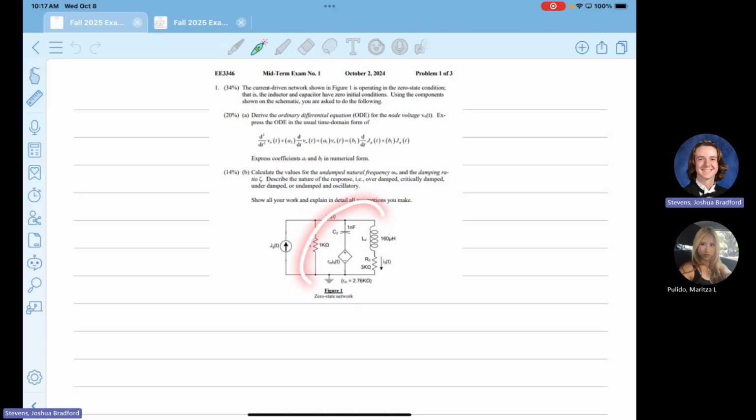Yes, you could. I didn't do that, but you could do that. You could just do mesh and nodal, or mesh. No, because I did KCL and KVL, and in my mind that actually made more sense because I just didn't want to deal with anything.